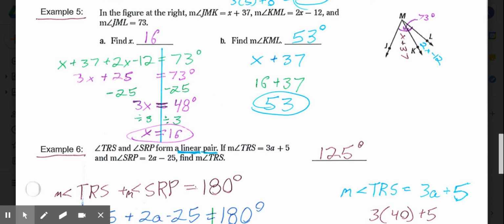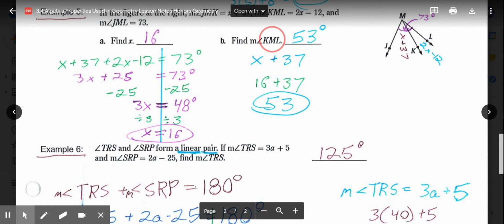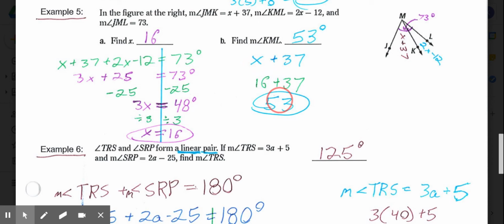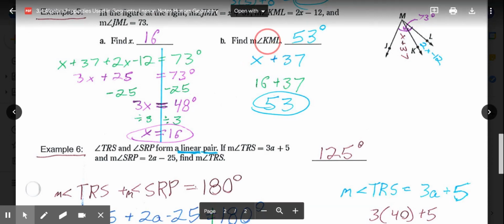Now that we know that x is 16, we can figure out the measure of angle KML. KML should have been 2x minus 12. You'll see here I accidentally solved for JMK. So I put this in for JMK, 16 plus 37 is 53 degrees. If I were to solve for KML, I would put 16 into the 2x minus 12. 2 times 16, 32, minus 12 tells me angle KML is 20 degrees.